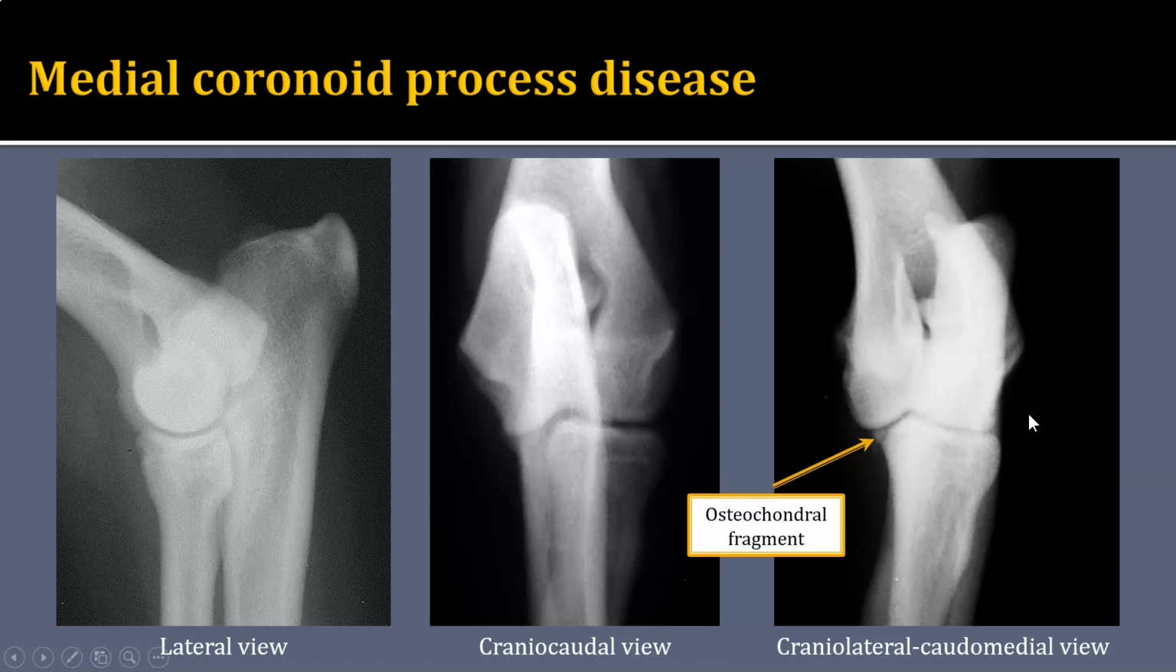osteochondrosis evaluation. And when I do that view on this dog, I can actually now see that there is a radiolucent line that is separating a small osteochondral fragment of the medial coronoid process from the rest of the ulna. And so very minimal secondary osteoarthritis, and it is due to this fragmentation of this medial coronoid process.